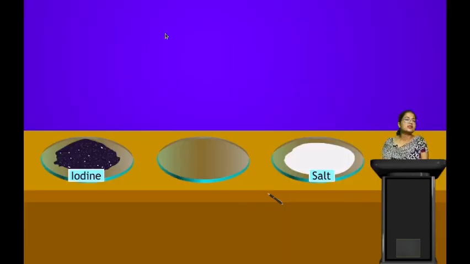Now we have another experiment here. Let's see what's happening. We can see three watch glasses, right? One has iodine, one has salt, and then there is an empty watch glass. What do you think they're trying to do? Let's find out.